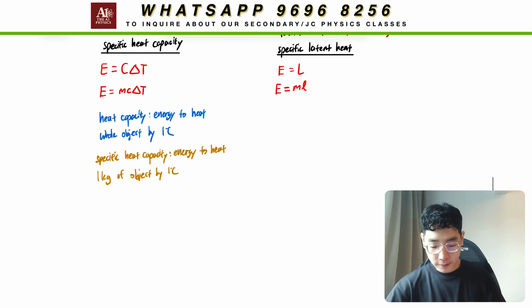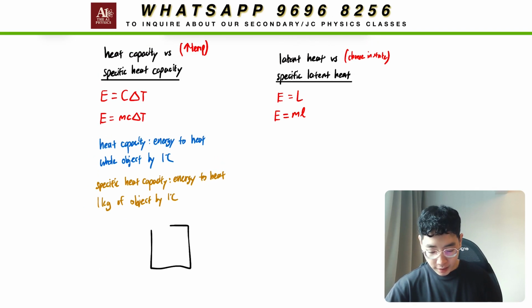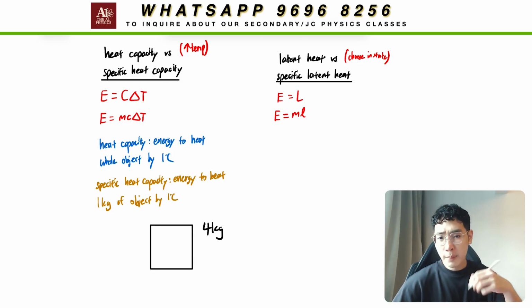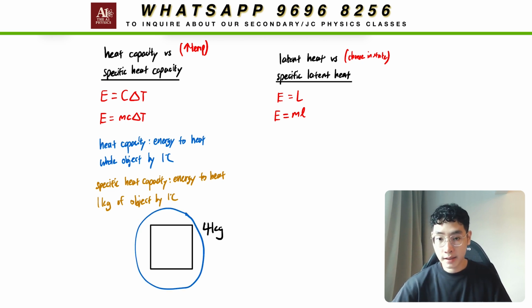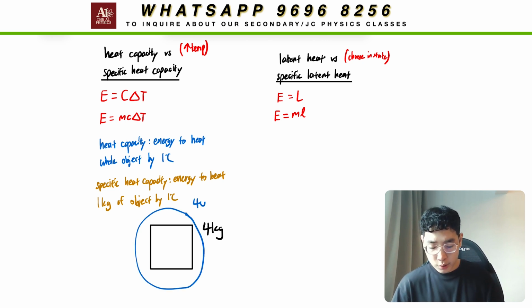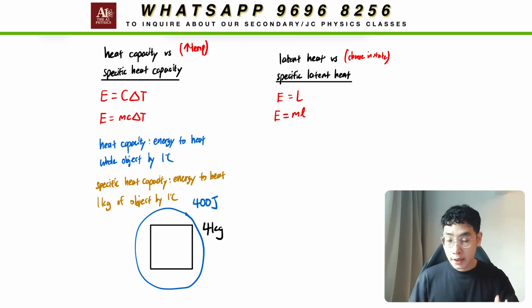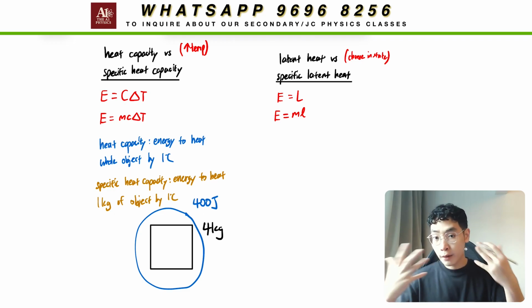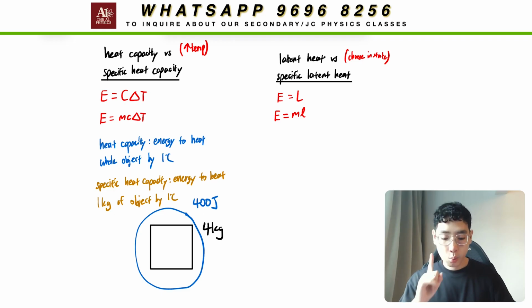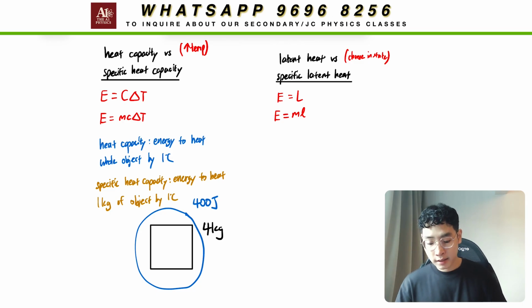So let me show you an example over here. Let's say I have an object over here, right? I have a 4 kg object over here. Now, how much energy do I need to heat up the whole object? That is the heat capacity, right? Let's say I need 400 joules of energy to heat up the entire object by 1 degree. So that's the heat capacity, 400 joules to heat up the whole object by 1 degree. But the specific heat capacity is how much energy I need to heat up just 1 kg of the object. That is the specific heat capacity.